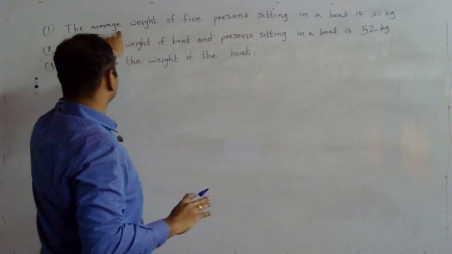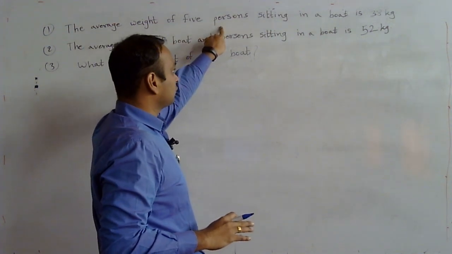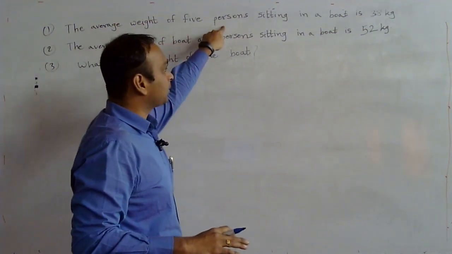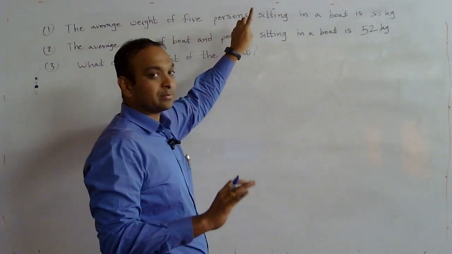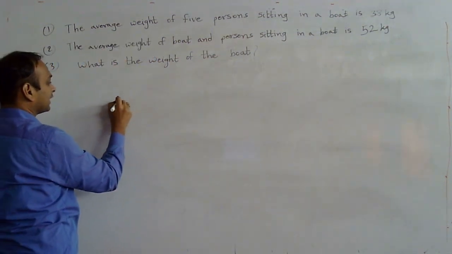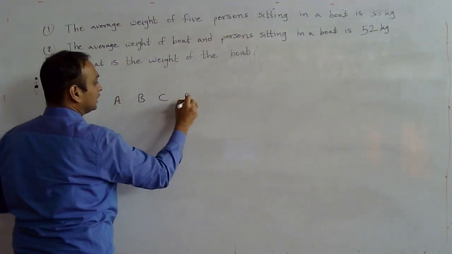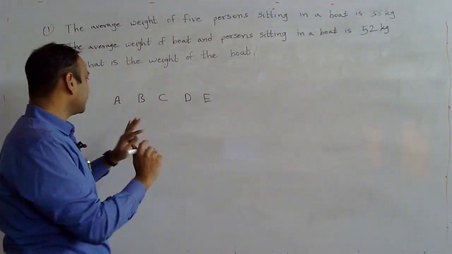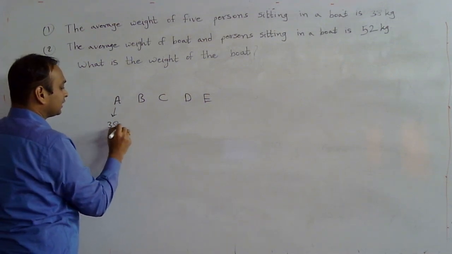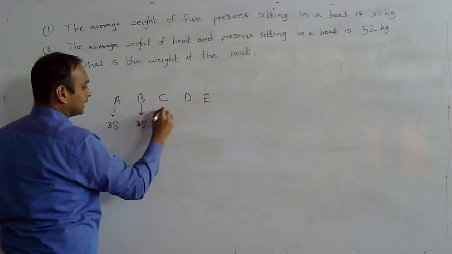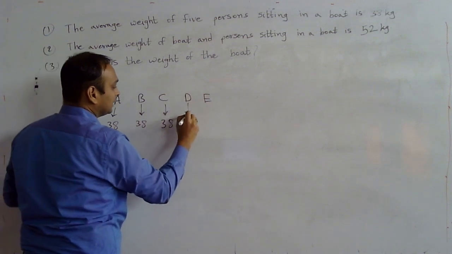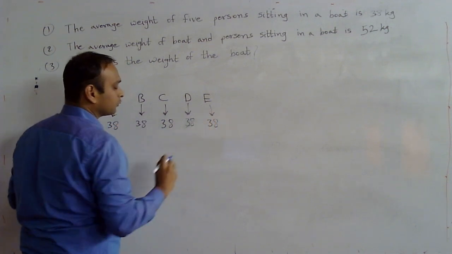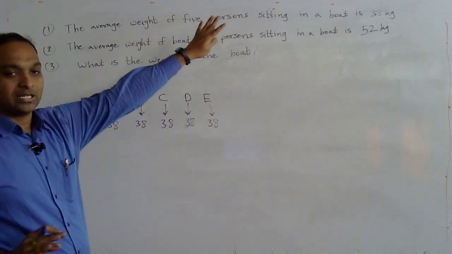In the first group, there are 5 persons sitting in a boat. So what is given? The average weight of 5 persons is given. Let's say we have these 5 persons A, B, C, D and E. The average weight of these 5 persons is given, which is 38. So A has weight 38 kg, B has weight 38 kg, C also has 38, D has 38 kg, and E also has 38 kg of weight. This is given in the first statement.